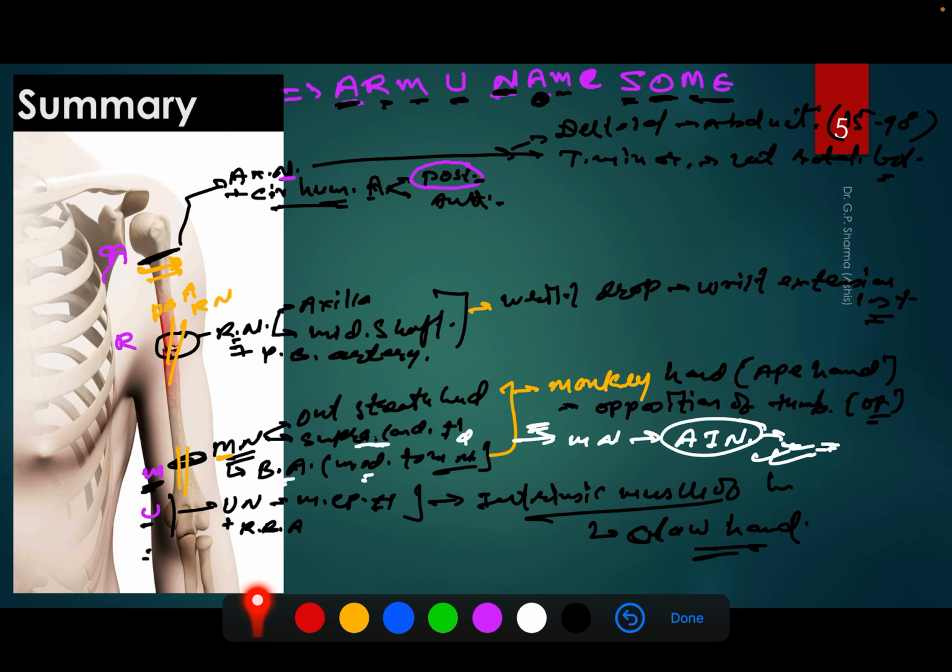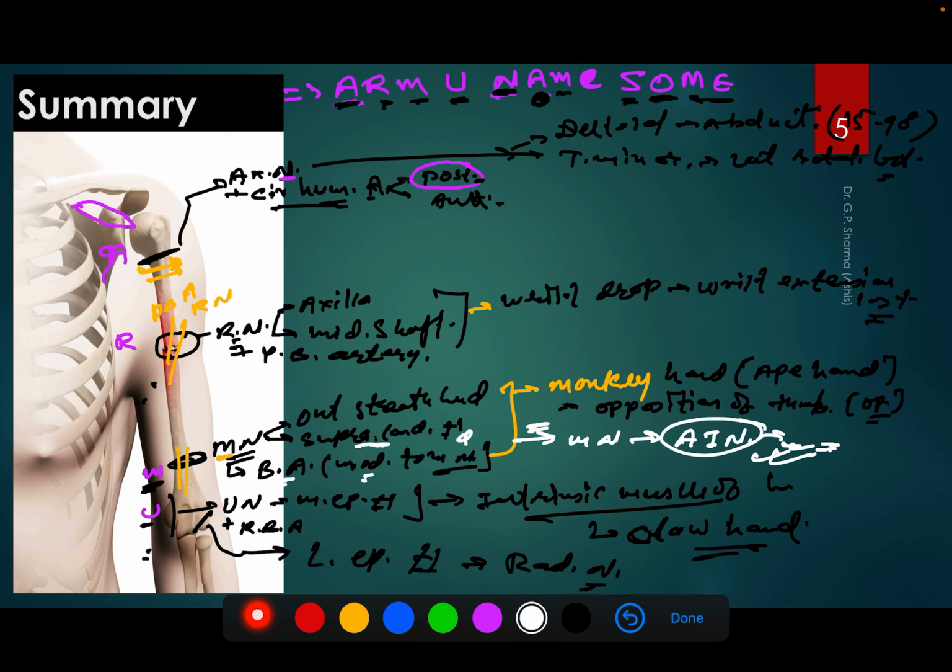Now, two things remain. The first is the lateral epicondyle fracture, right? If the lateral epicondyle is fractured, it will injure the radial nerve, again same as a fracture in the shaft. And now one nerve remains over there, that is my musculocutaneous nerve. Musculocutaneous nerve passes from here.